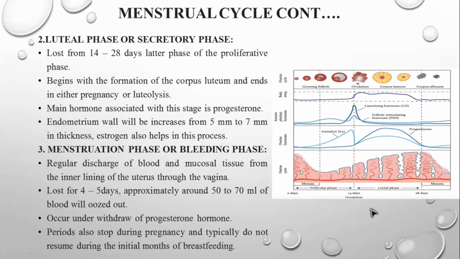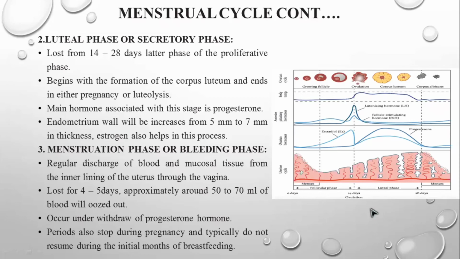Why? Because as long as the corpus luteum is present in the ovary, the progesterone hormone will be secreted. At this stage, luteolysis will be taking place in the corpus luteum, and the disintegration of the corpus luteum will take place. As soon as the corpus luteum disintegrates, the production of the progesterone hormone is going to stop. So what happened? As soon as the progesterone hormone stops, there won't be any development of the endometrial thickness.